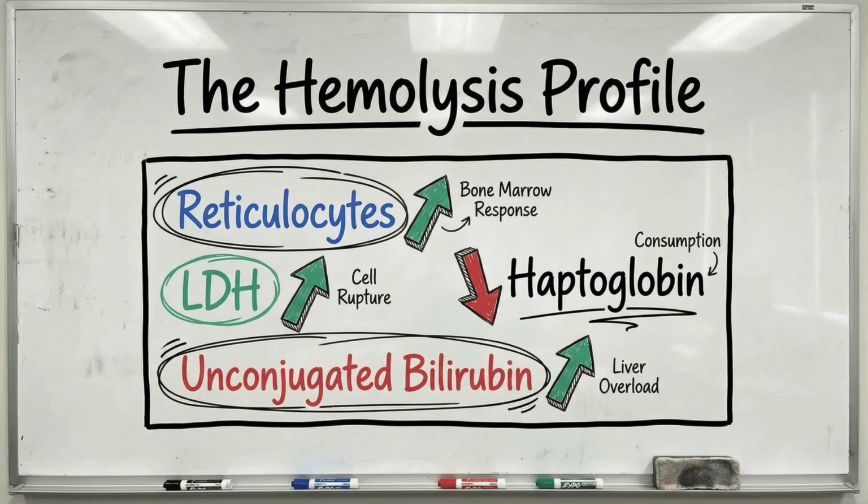And critically, haptoglobin levels will be low, especially if the destruction is happening right in the bloodstream. If you spot this pattern, you've nailed the diagnosis of hemolysis. Now, the real detective work begins, figuring out why it's happening.